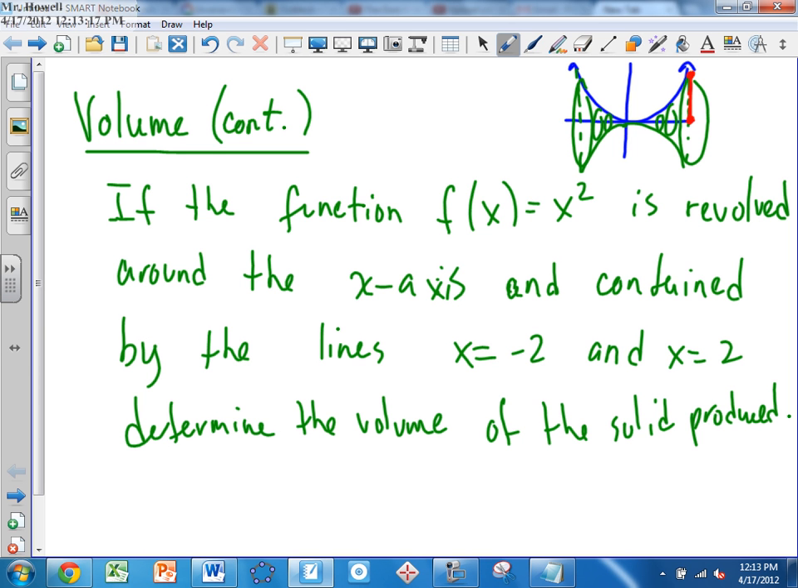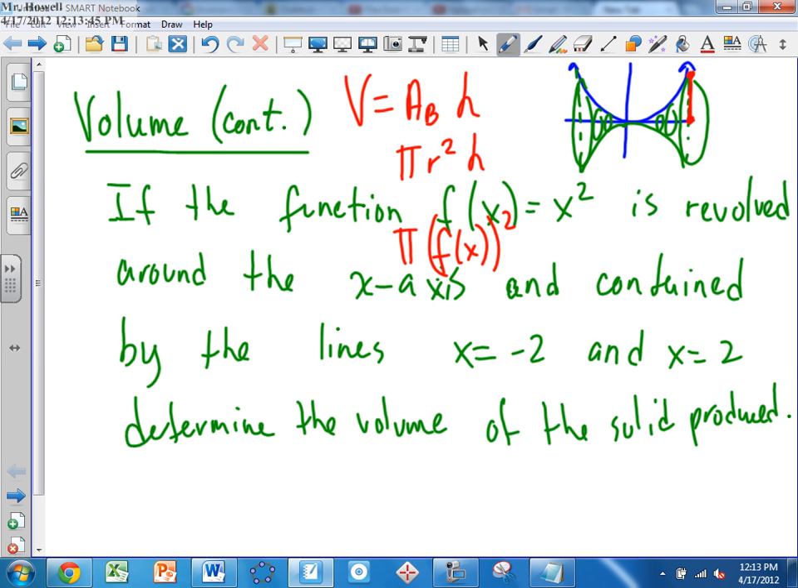Remember, the volume of any cylinder or any prism is always the area of the base times the height. The area of our base is a circle, pi r squared, times the height. The radius here is really f of x, so this is really pi times f of x quantity squared. What's the height? What did we call it yesterday? Delta x. But since we're integrating, we call that what?